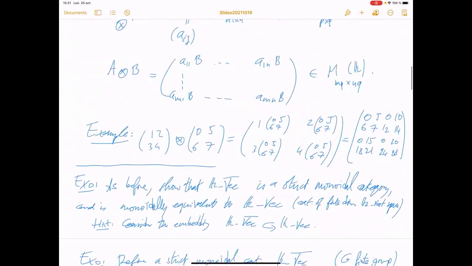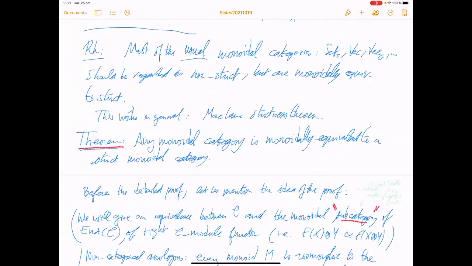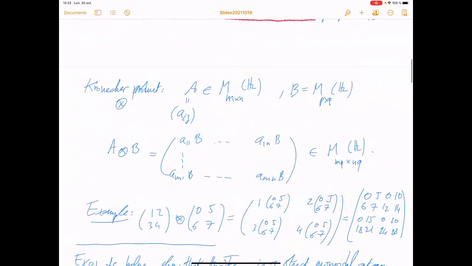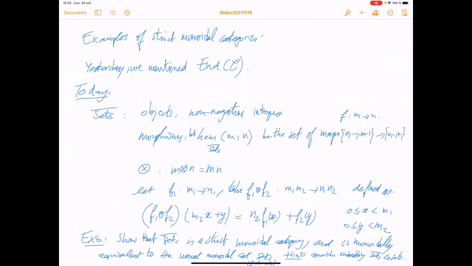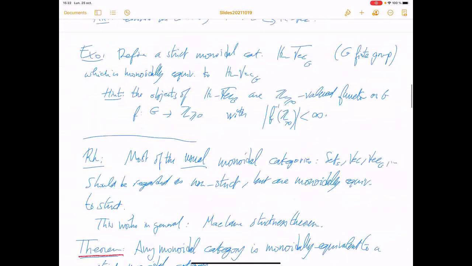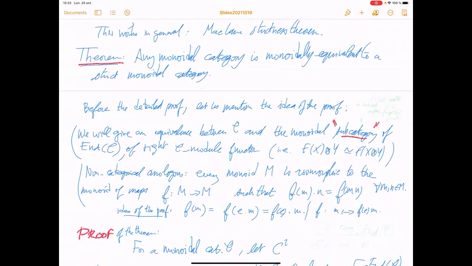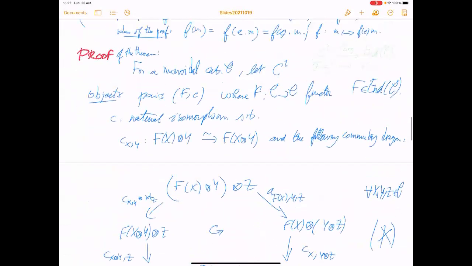So last week, Mac Lane's strictness theorem says that a monoidal category is monoidally equivalent to a strict monoidal category. A strict monoidal category is a monoidal category in which the associativity constraint is trivial and also the unit constraint is trivial. So we started the proof last time.